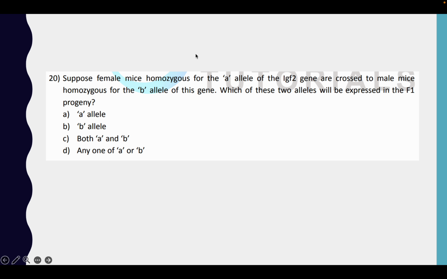It is saying that female mice homozygous for the A allele of the IGF2 gene are crossed to male mice homozygous for B allele of this gene. Which of these two alleles will be expressed in the F1 progeny? Both are homozygous, here A, here B. So it will be both A and B. Correct. It is showing the incorrect answer, but it is C.